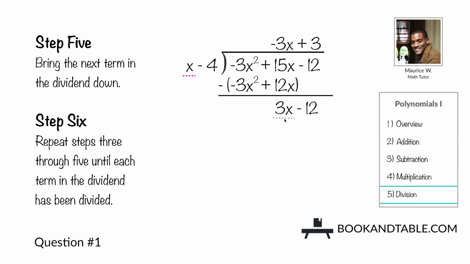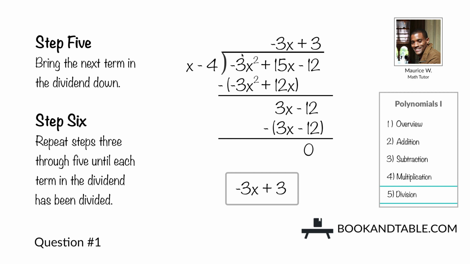And now we'll repeat steps 3 through 5. So we'll divide the first term by the term with the highest degree, which is x. So 3x divided by x gives us 3. And now we'll multiply 3 times the divisor, giving us 3 times x, which is 3x. And 3 times negative 4, which is negative 12. And we'll subtract this product from the dividend, giving us 3x minus 3x, which is 0. And negative 12 minus negative 12, which becomes plus positive 12, which would be 0.